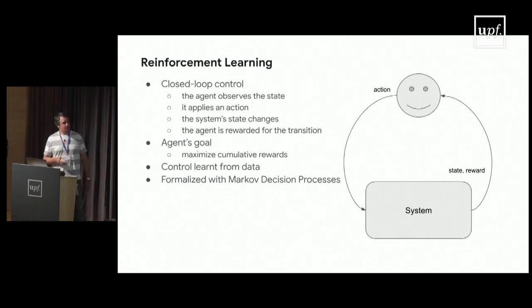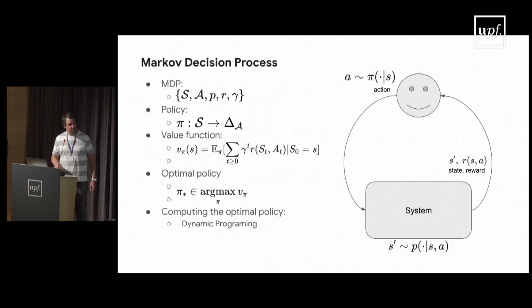It's a closed loop control. You have an agent that observes states. Let me add the notation. The agent is a policy. A policy will associate to each state a distribution over actions. When you do classic reinforcement learning, you often care only about deterministic policies, that is, you want to choose a sole action for a given state. Here, for a reason that will be clear later, we'll look at stochastic policies, that is, we want to associate a distribution over actions to each state.